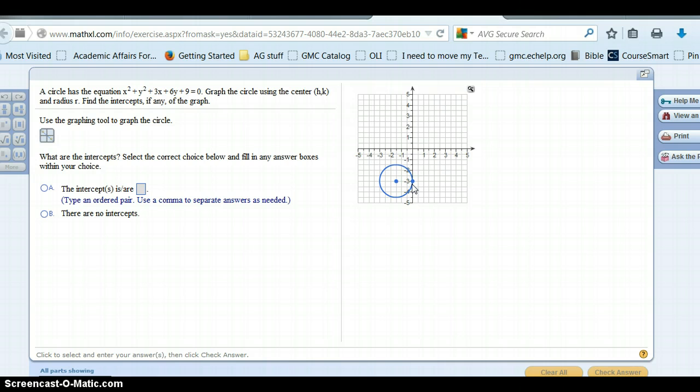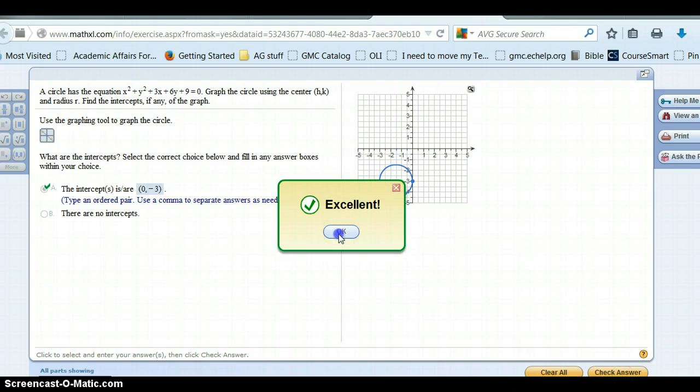Then it says, what are the intercepts? Well, the only intercept I have is this point right here that crosses the y-axis. I have a y-intercept, and that would be the point 0 on the x-axis and -3 on the y-axis. So that would be the point (0, -3). And check my answer, and I get an excellent.